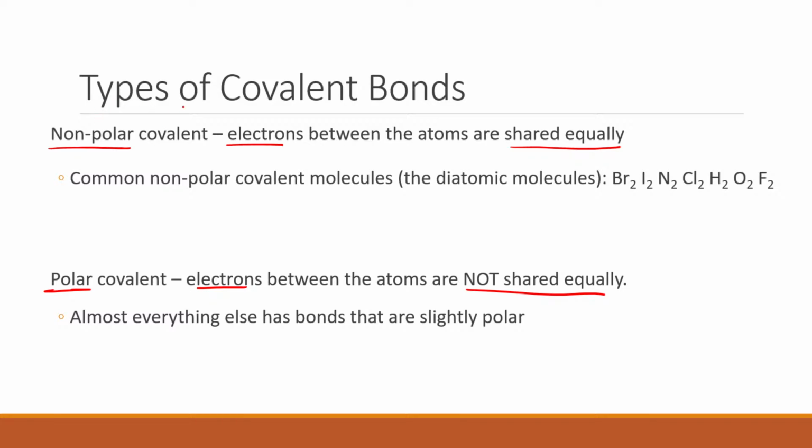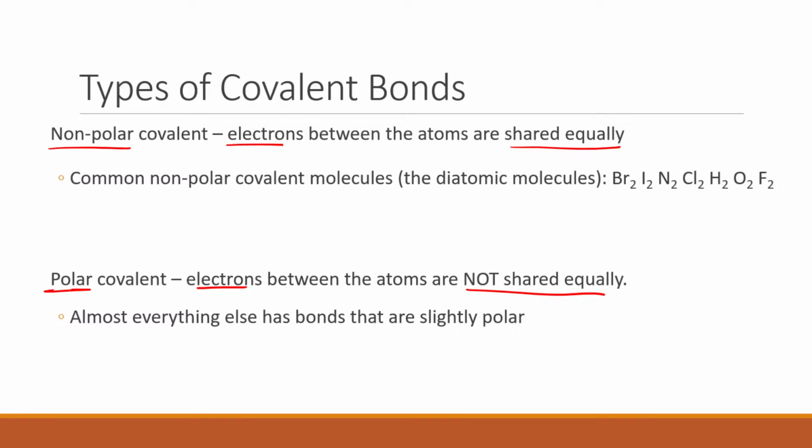A nonpolar bond means that electrons are shared equally. A nonpolar molecule means electrons are shared equally. A polar bond means electrons are shared unequally. A polar molecule means electrons are not shared equally. Right? The word polar or nonpolar doesn't change definition when we're looking at bonds or molecules.